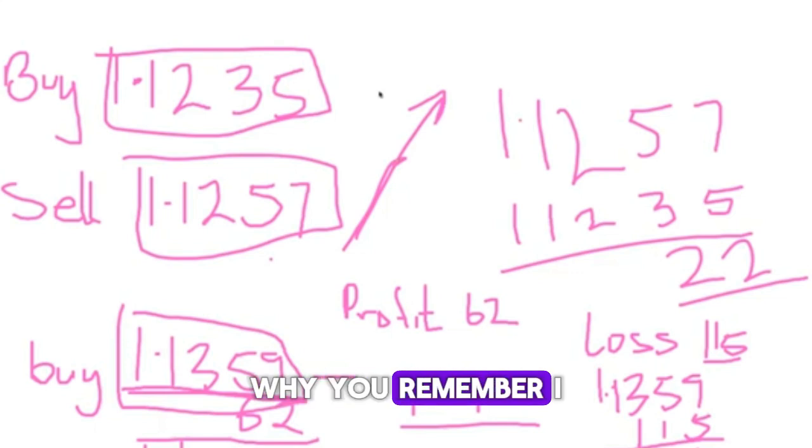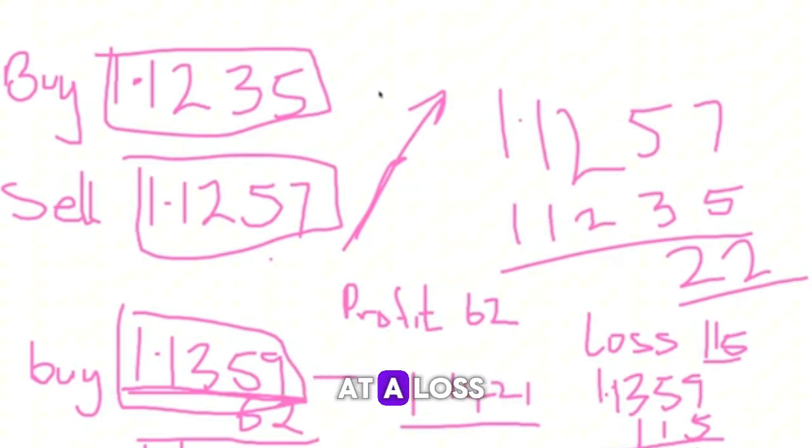Why? You remember I said I bought at this price and sold it at a loss. That means I sold it at a price lower than the price I bought it. Awesome. I think that is very clear now. So we're going to do one on the JPY. This one could be tricky.